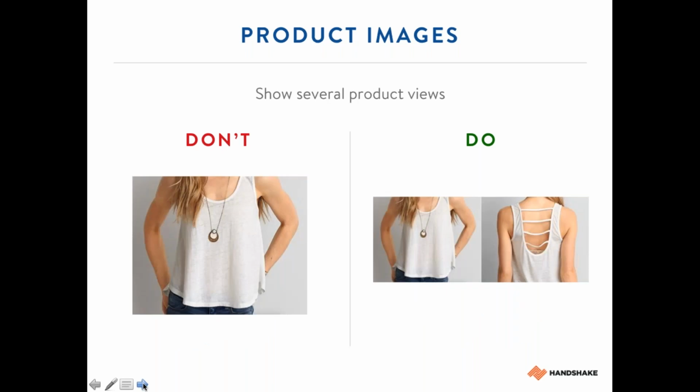So this example I like because it shows on a more functional level why multiple product views can be necessary. Obviously you can see here that without this additional view, the buyer wouldn't know about the back detail on this top. And this will resonate with most of you on the B2C side. A retailer cannot get away with providing one image that doesn't show something is completely open in the back, for example, without the customer being angry.